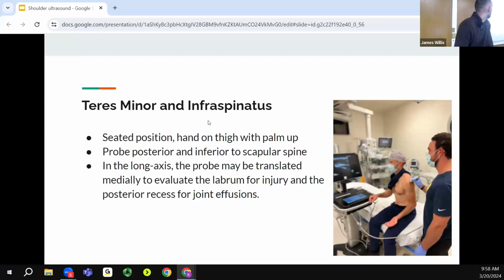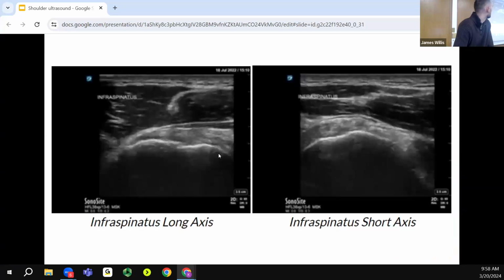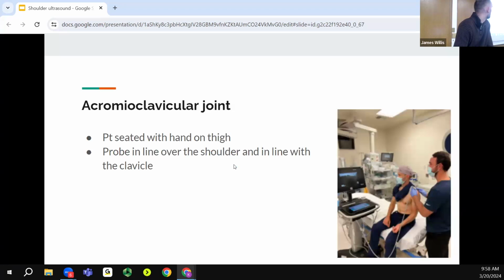And then the last two. And then you can also evaluate the AC joint for widening if you're concerned about a fracture here or dislocation.